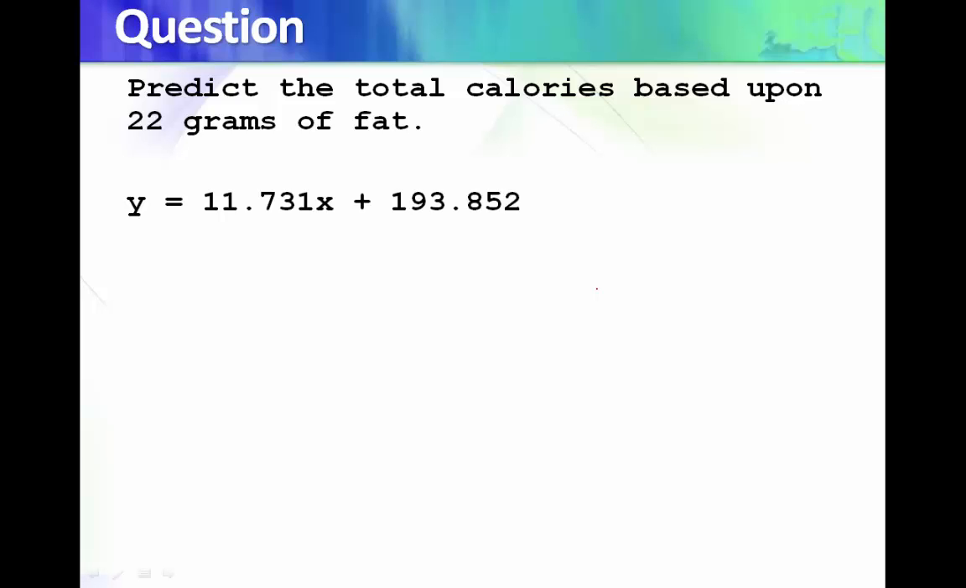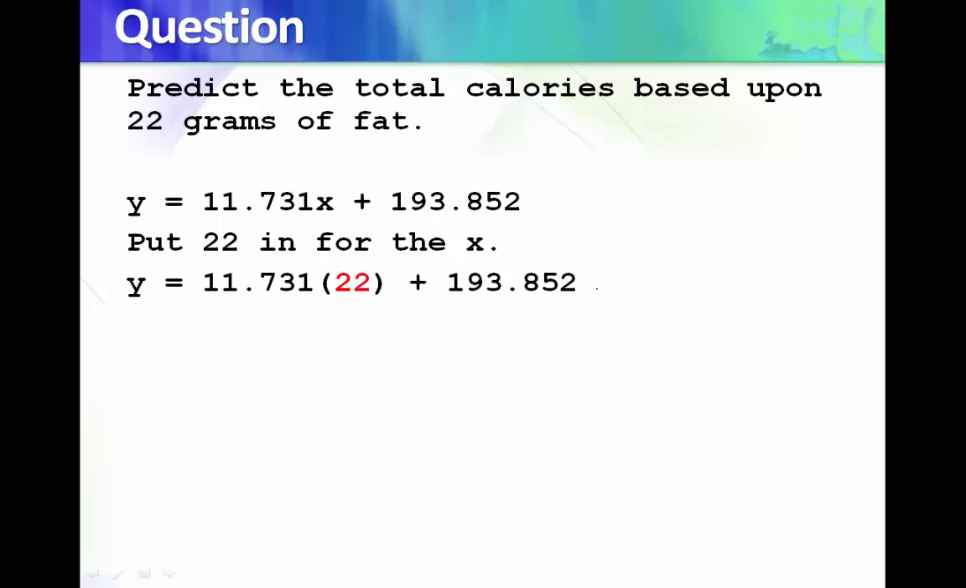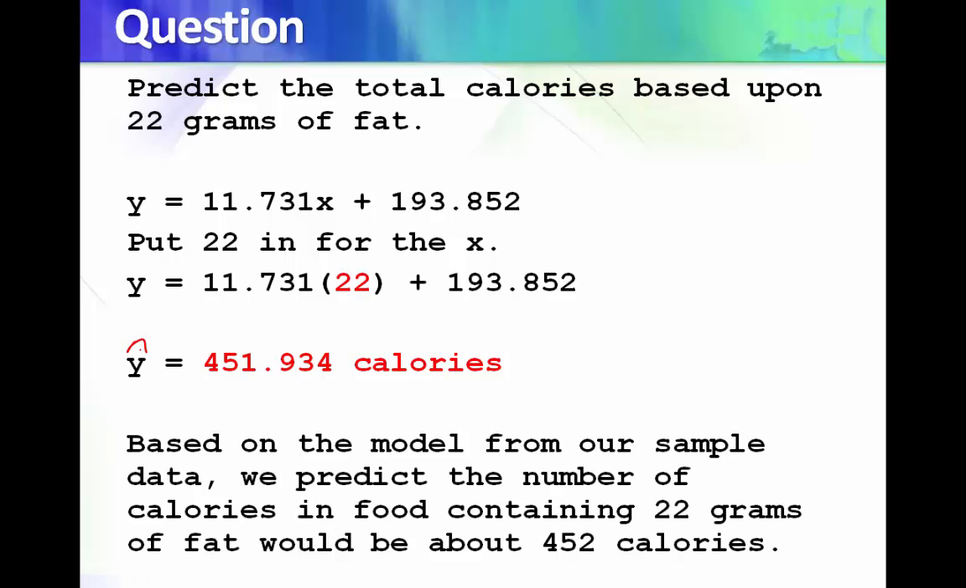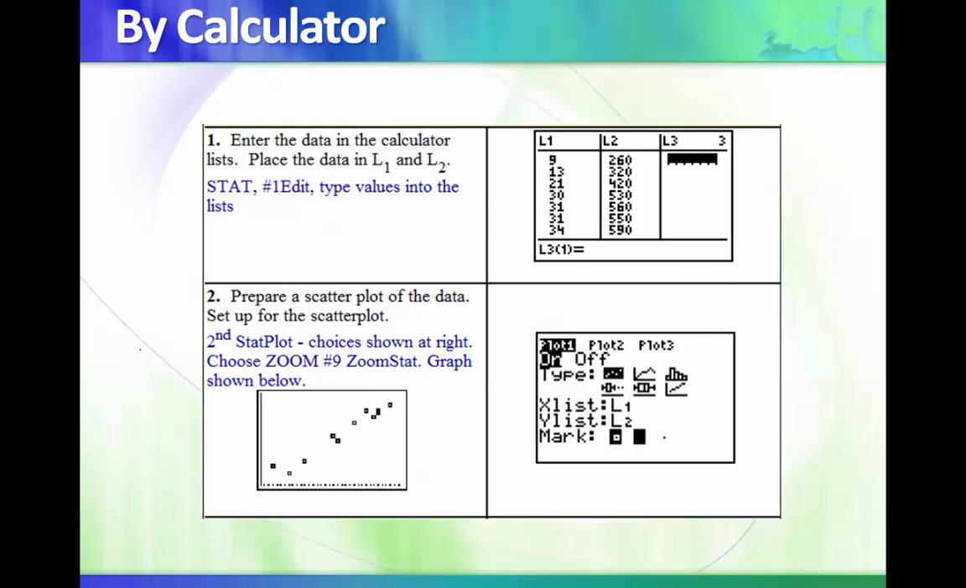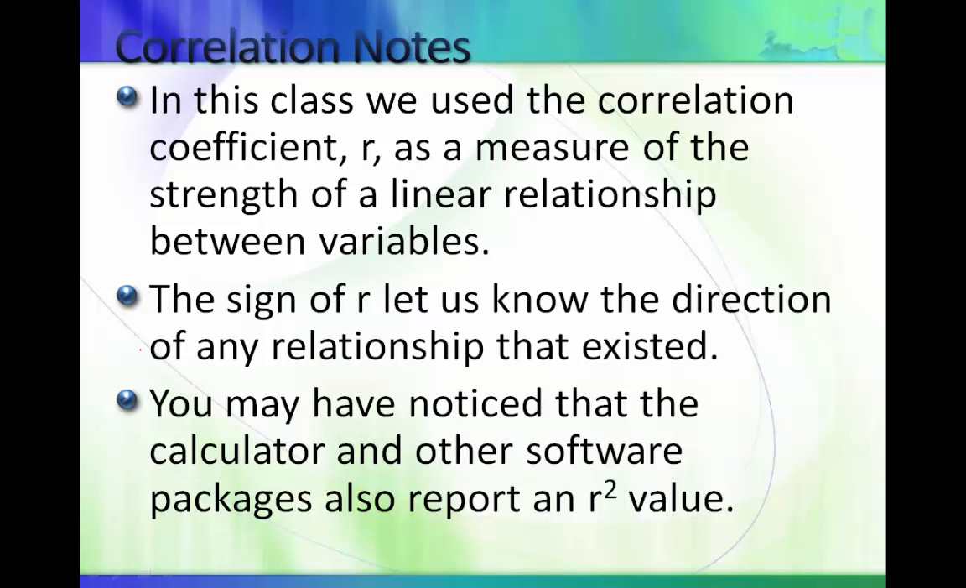So we take our regression equation and we put 22 in for the x. We do the arithmetic and we find out that our predicted value, which would be a y hat, is 451.934 calories. Based on the model from our sample data, we predict the number of calories in food containing 22 grams of fat would be about 452 calories. And again, I'm skipping the calculator information.